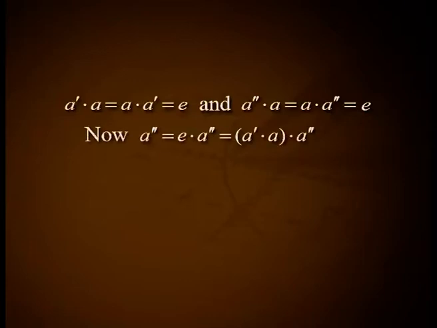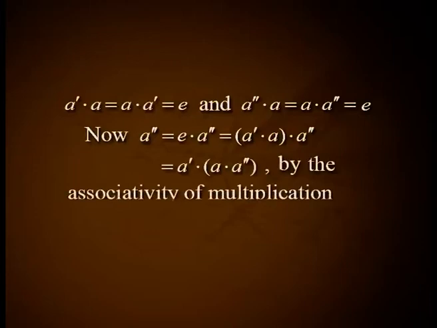Theorem 6. The multiplicative inverse of a non-zero element in a field is unique. Proof. Let e be the multiplicative identity of a field F. Let a' and a'' be two inverses of a non-zero element a belongs to F. Then a'·a = a·a' = e, and a''·a = a·a'' = e. Now, a'' = e·a'' = (a'·a)·a'' = a'·(a·a'') by the associativity of multiplication, which is equal to a'·e = a'. Thus, the inverse of an element in a field is unique.